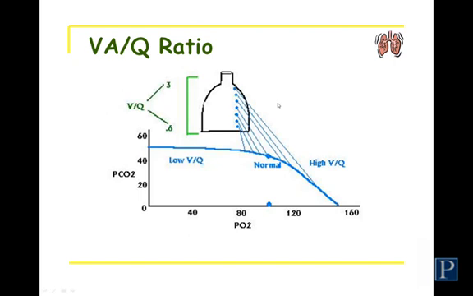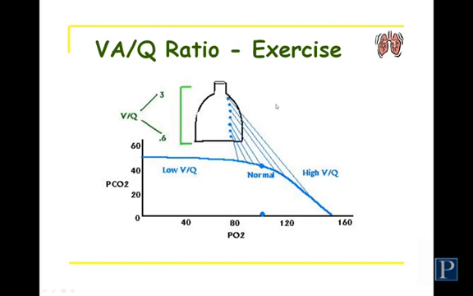Now, what about exercise? During exercise, what's going to happen is you're going to have changes in blood flow. You're going to have much improved blood flow through all parts of the lungs. You're going to have improved ventilation during exercise. And what will happen is everything's going to become more ideal. That's what we want. You're going to be able to get more oxygen and get rid of more CO2 during exercise, which is what you'd want.